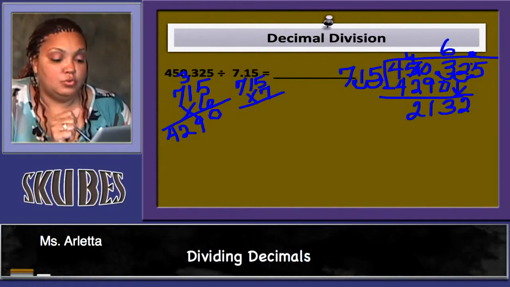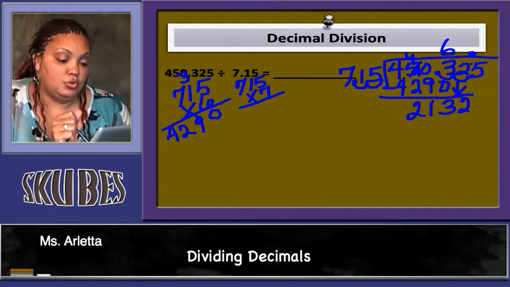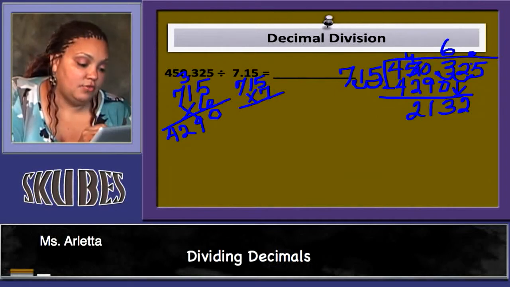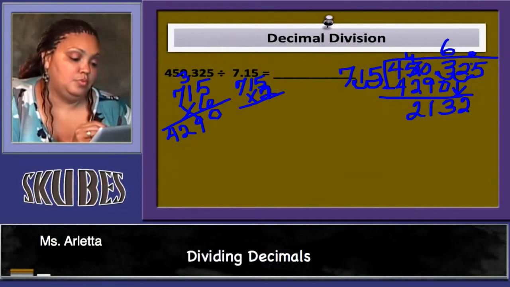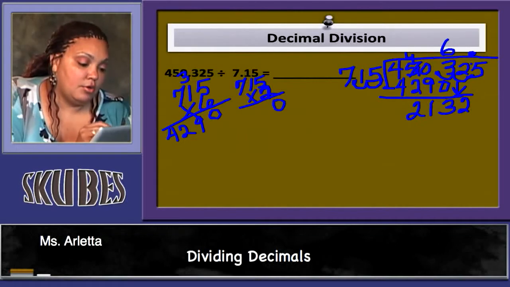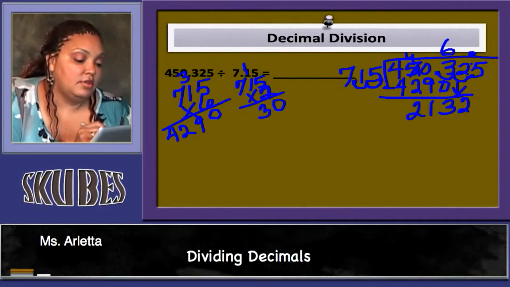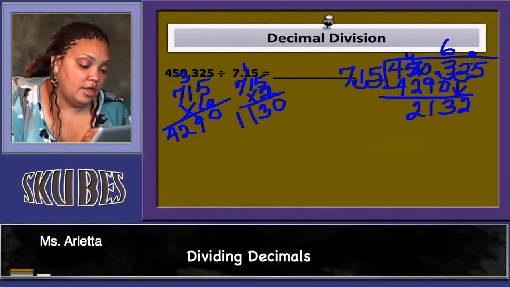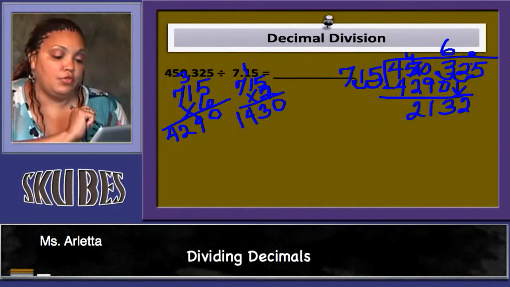715 goes into 2132. Let's try 715 times 2. 2 times 5 is 10, carry your 1. 2 times 1 is 2, plus the 1 makes 3. 2 times 7 is 14. We have 1,430.